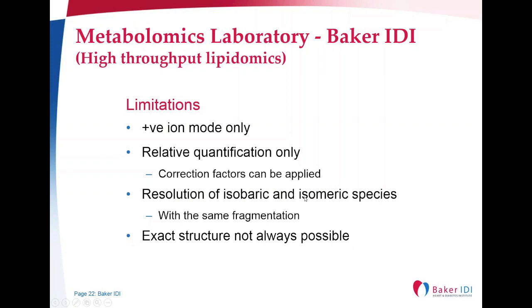And of course there are limitations in terms of the resolution that we can obtain between isobaric and isomeric species. Again, this is particularly important where these species have the same fragmentation, and I'll talk about that a bit more in a minute. And so because of these limitations, it's not always possible to get the exact structure of a lipid species using this approach.